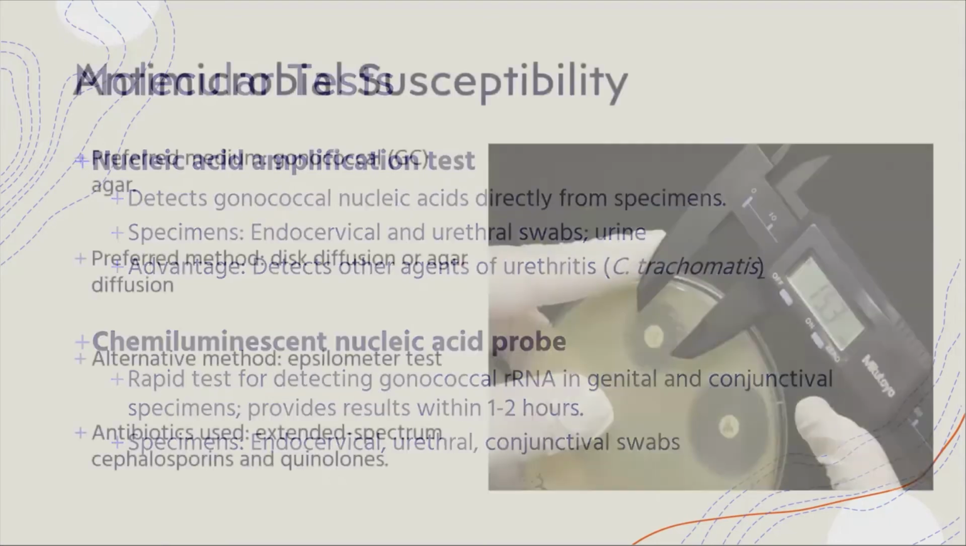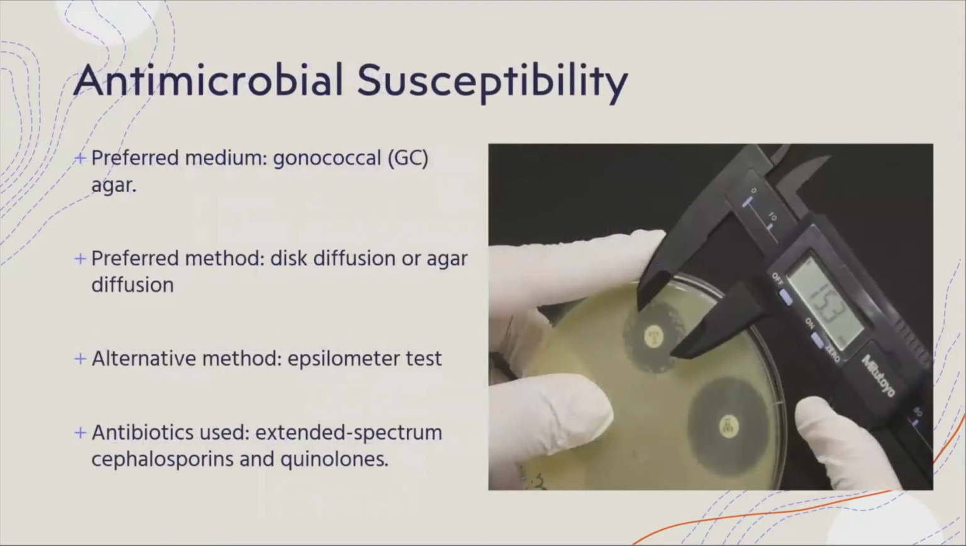And of course, we have the antimicrobial susceptibility test. The preferred medium is the gonococcal or the GC agar, and the preferred method is disc diffusion or agar diffusion. And we have an alternative method, of course, the epsilometer test. Ang mga tinatest natin for antimicrobial susceptibility for Neisseria gonorrhoeae are yung mga extended spectrum cephalosporins natin and mga quinolones such as levoflox, ciproflox, gatiflox, mga ganyan.